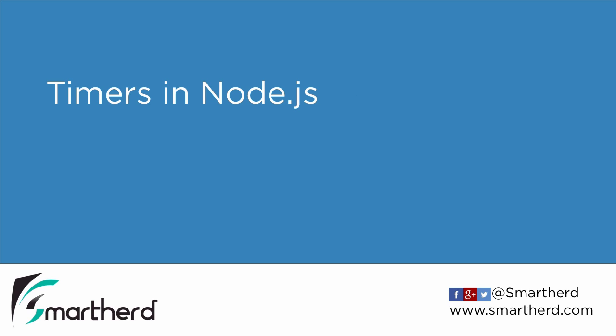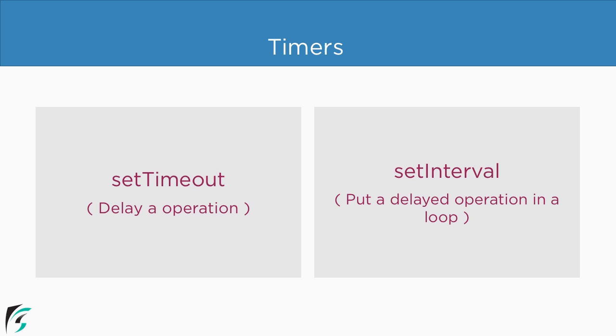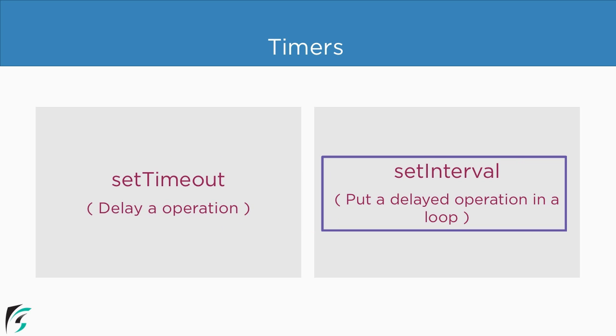In this video, we will explore the Timers API in Node.js. Timer API is one of the most important APIs used in Node.js. You can use it to delay an operation by using the setTimeout function, and you can use the setInterval function to execute the same operation in a loop again and again after some delay.